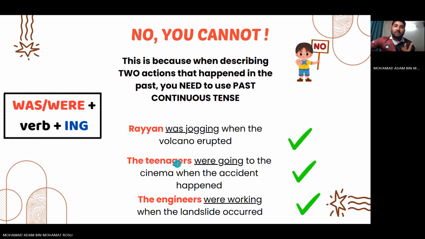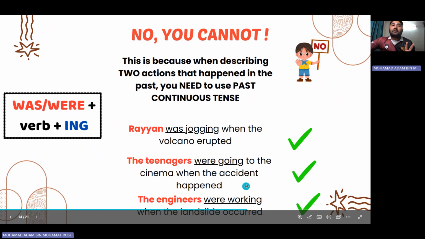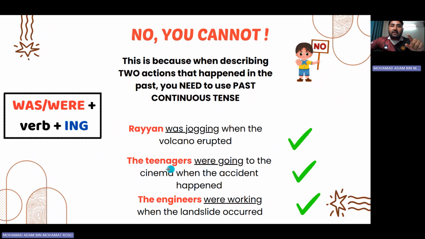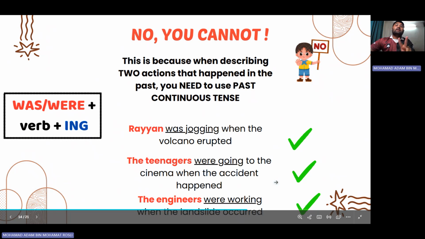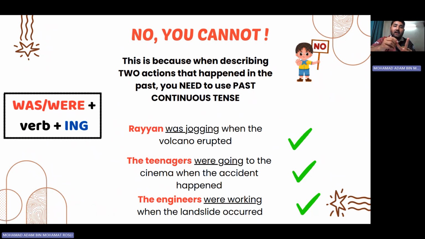Next, the teenagers were going to the cinema when the accident happened. This sentence is also true. Why? Because as we can see here, the teenagers is the plural subject, so we use were, and this shows two activities that take place in the past. And next, the third sentence is the engineers were working when the landslide occurred. So we know that there are two activities here, whereas the engineers were working and then the landslide occurred.